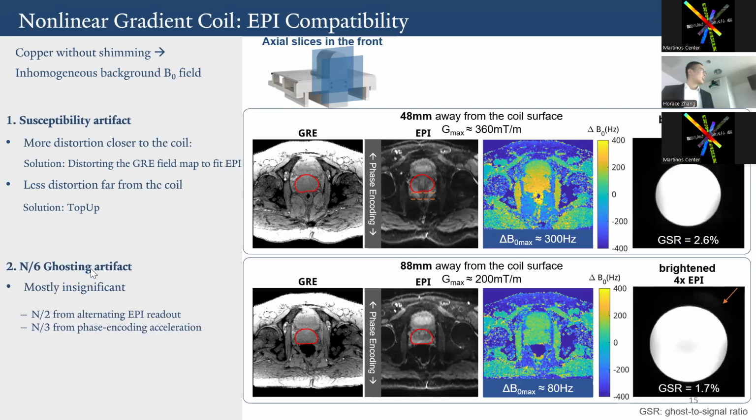The second consequence is the ghosting artifact because of the spatially varying background phase field map. But you can see that it's basically insignificant because the ghost to signal ratio is still way below 3%. So we think that's manageable. We don't need additional correction for the ghosting artifact.